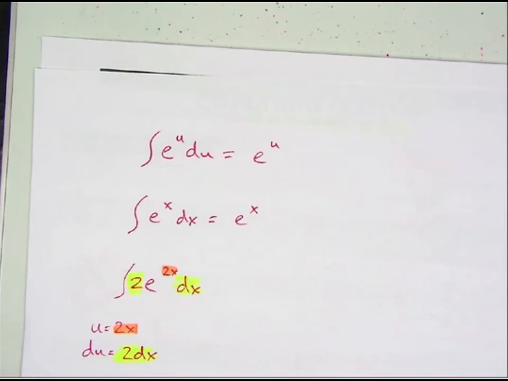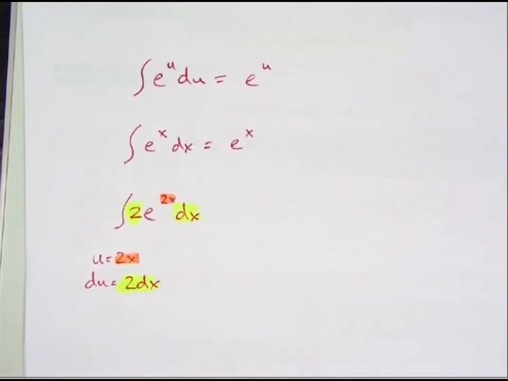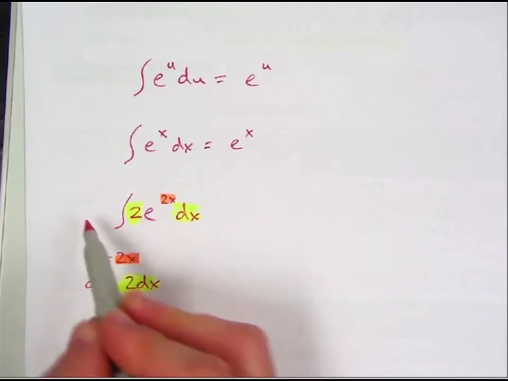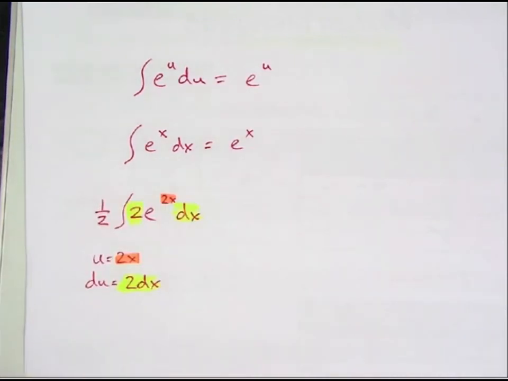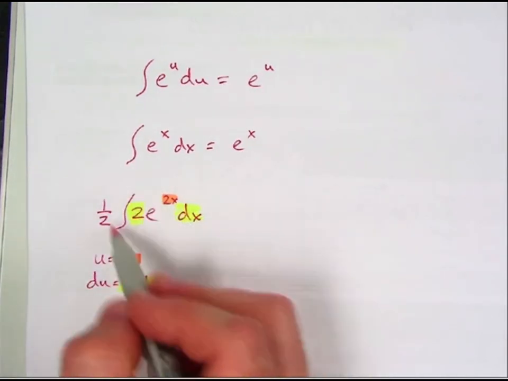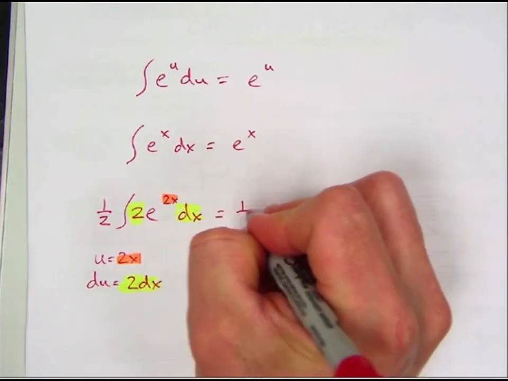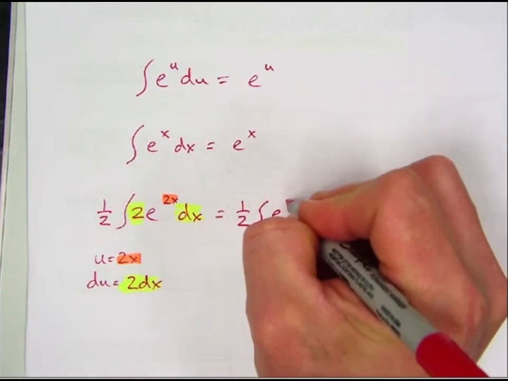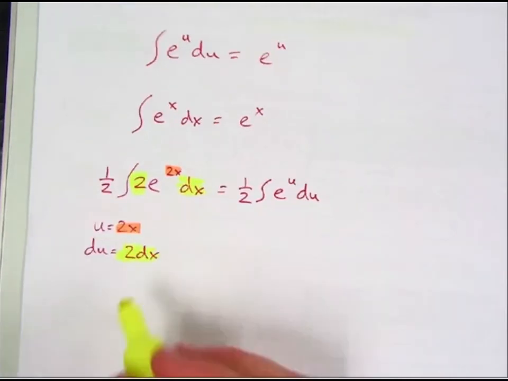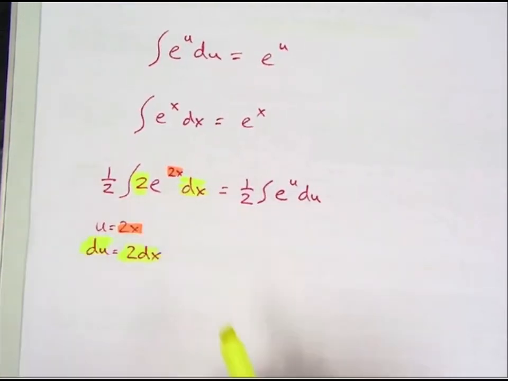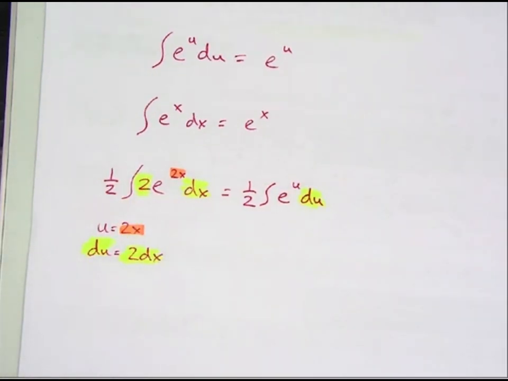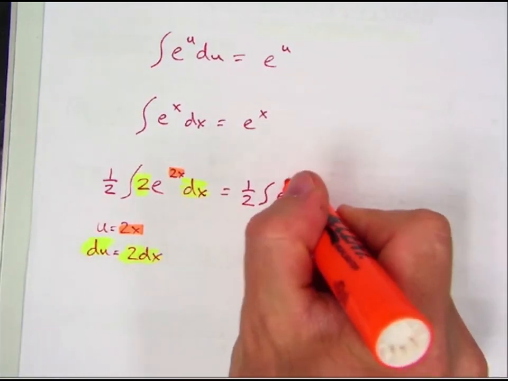Okay. Now, to make sure that everything's still balanced, if we multiply something by 2, we're going to have to multiply by 1/2 to balance it out. Now, if we rewrite this, we can see this as 1/2 times the integral of e to the u du. Okay, you see how 2 dx equals du, so I'm just replacing those two with du, and then the 2x is just u right there.